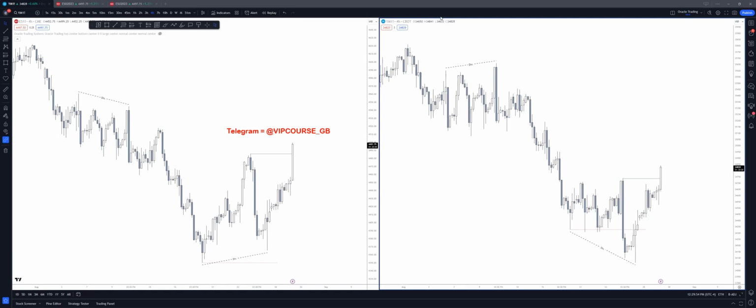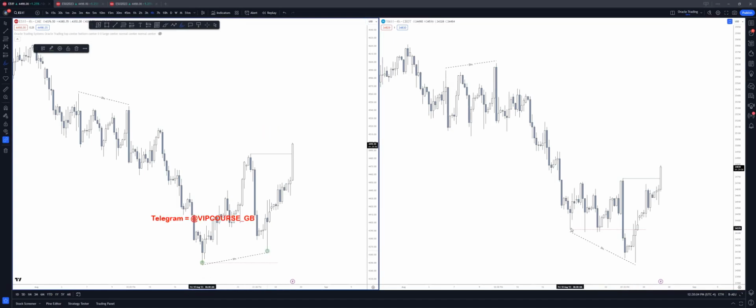We can see that here on ES, we have made a higher high. Here on YM, we have made a lower low. So this is signaling a break in correlation and a switch in strength. This would mean that these pairs are becoming stronger because we have a bullish divergence.